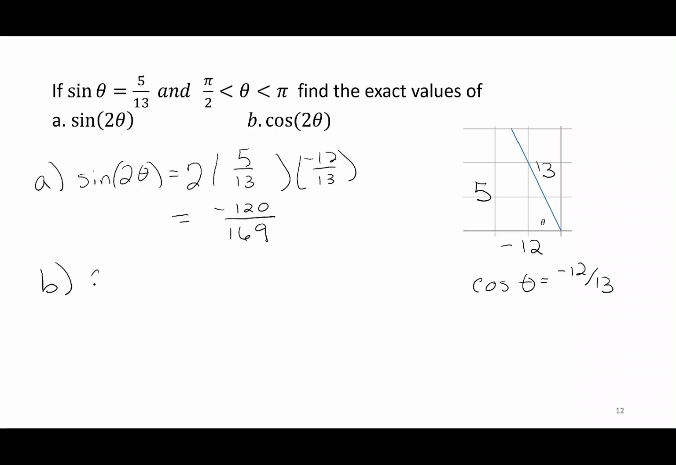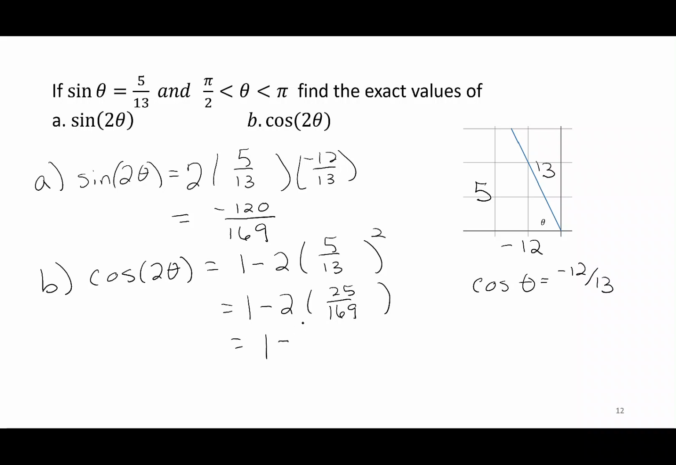For part B, we're finding the cosine of 2 theta. This time, I'm going to use the formula 1 minus 2 sine squared theta because I was originally given the sine of theta in the problem. Now I have 1 minus 2 times 5 over 13 squared. This is equal to 1 minus 2 times 5 squared, which is 25, over 13 squared, which is 169. Simplifying further, I have 1 minus 50 over 169. If I write 1 as 169 over 169 and then subtract 50 over 169, I get my final answer, 119 over 169.